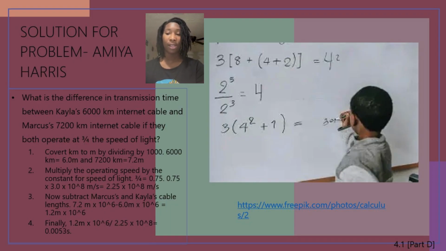Now we're going to subtract Marcus's and Kayla's cable lengths. 7.2 times 10 to the 6th minus 6.0 times 10 to the 6th equals 1.2 times 10 to the 6th meters. Now we have to divide the 1.2 times 10 to the 6th, which is the difference in length, by the operating speed times the speed of light, so V, which is 2.25 times 10 to the 8th. That gives us 0.0053 seconds.